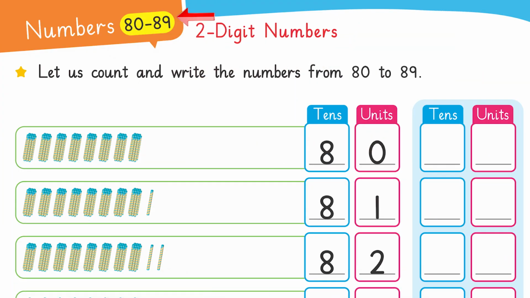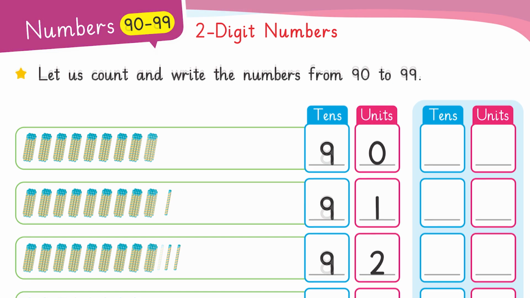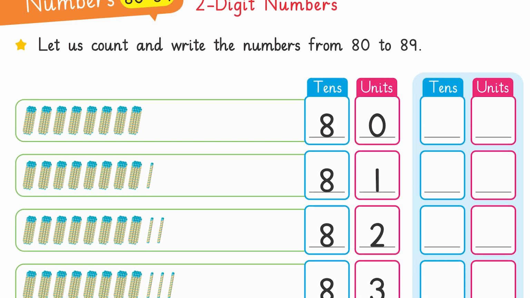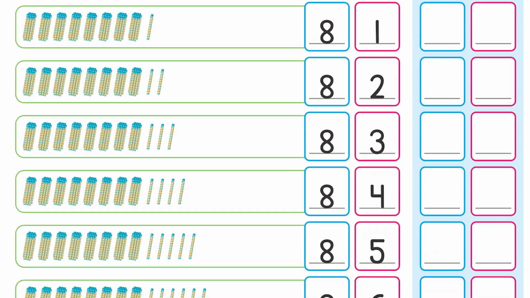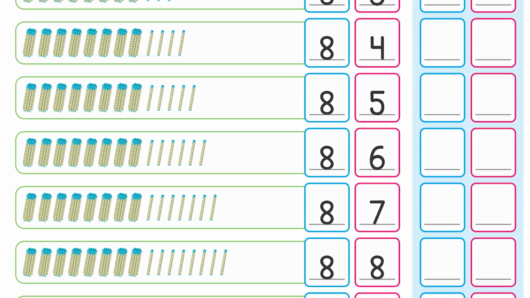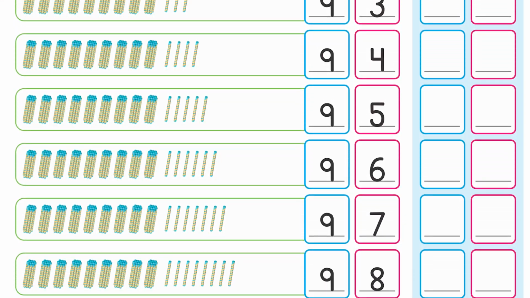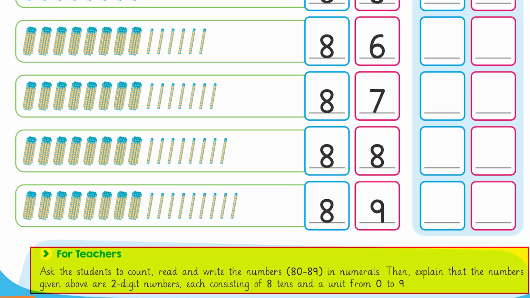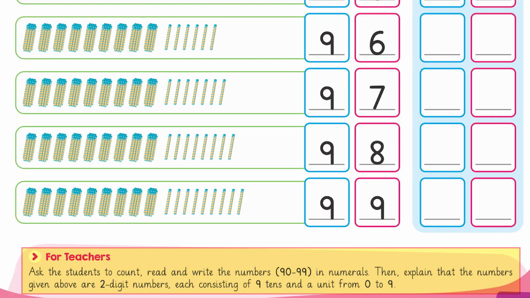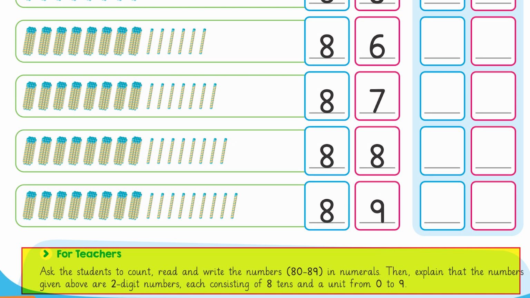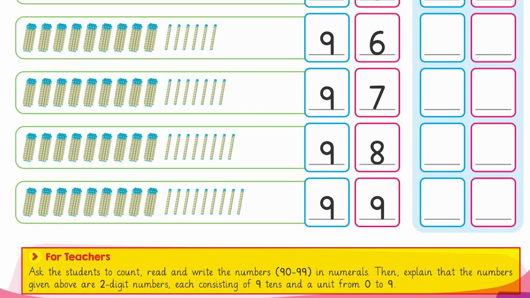On the next two pages, we have 80 to 89 and 90 to 99. You are just supposed to count these bundles of tens and units and write the counting from 80 to 89 over here and 90 to 99 over here on this page. Dear teachers, ask the students to count and write the numbers from 80 to 89 and 90 to 99 and explain that numbers given above are two-digit numbers. 80 to 89 has 8 tens and a unit from 0 to 9, and 90 to 99 has 9 tens and a unit from 0 to 9.